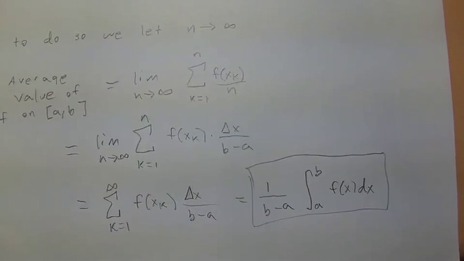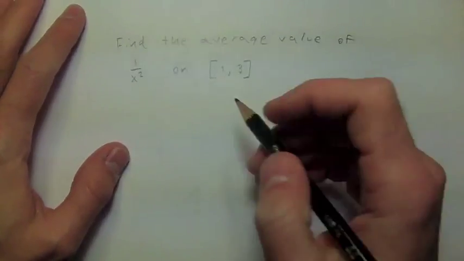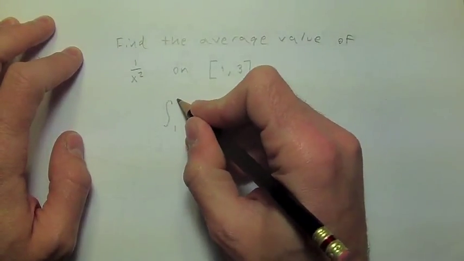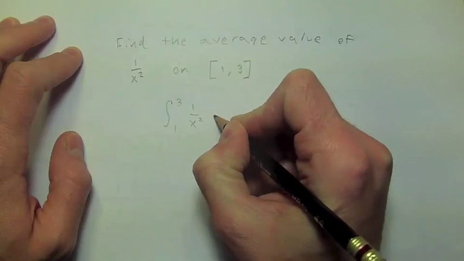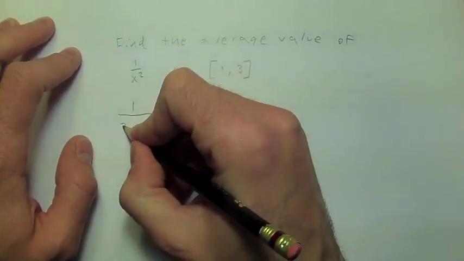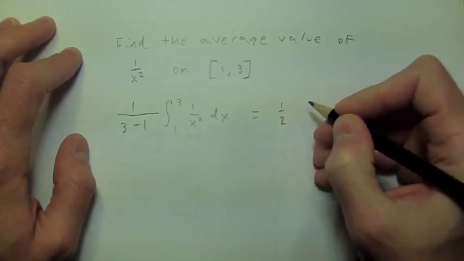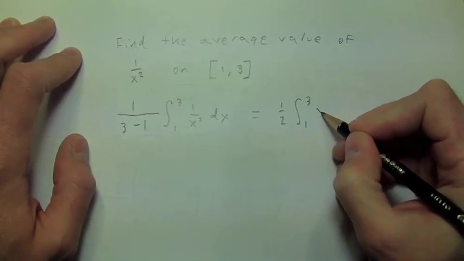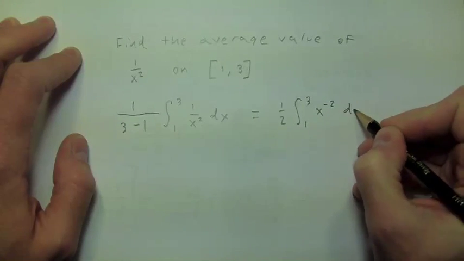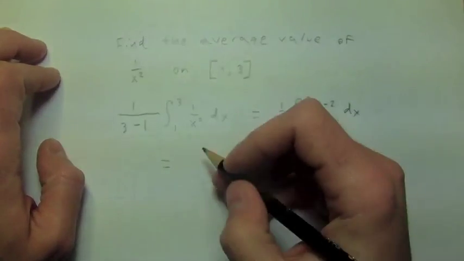Okay, that's essentially all. So if we want to find the average value of 1 over x squared on 1 to 3, essentially this is just going to be the definite integral from 1 to 3 of 1 over x squared dx, and I'm going to take that and multiply it by 1 over b minus a. So this is just going to be 1/2 the integral from 1 to 3 of x to the negative 2 dx. And from here it essentially follows like normal.